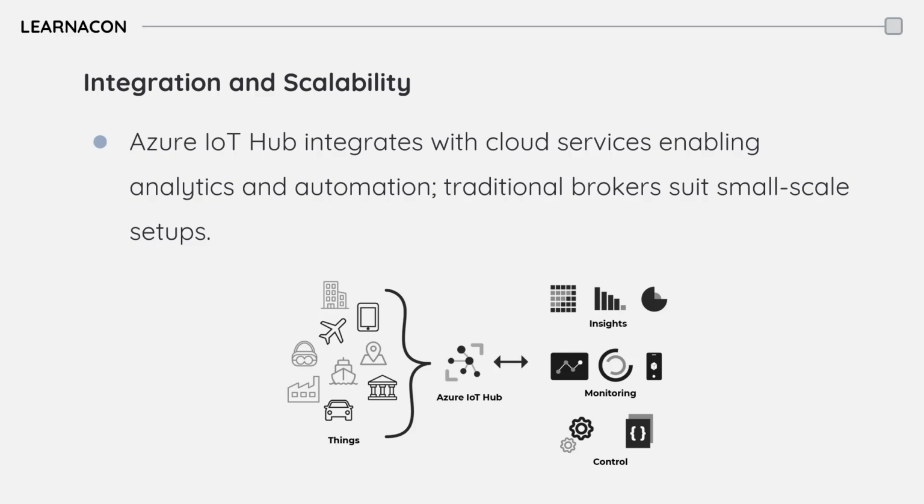On the other hand, traditional MQTT brokers are standalone and lightweight, making them suitable for local or small-scale deployments. However, they only provide the pub-sub messaging layer. Any additional functionality, like analytics, storage, or scaling, must be built and maintained by the developer. These differences highlight the importance of choosing the right solution based on your project's scale, complexity, and cloud integration needs.